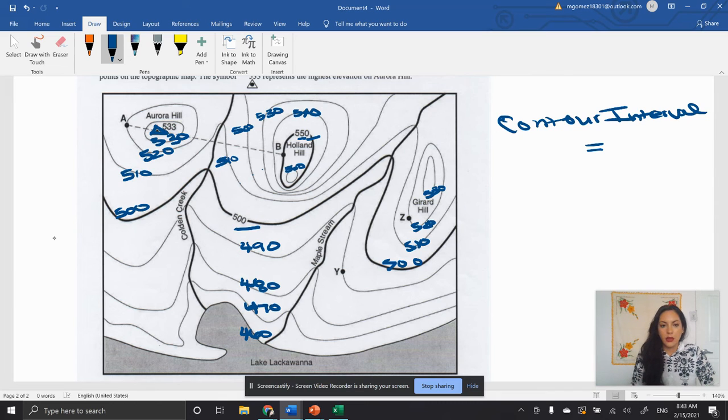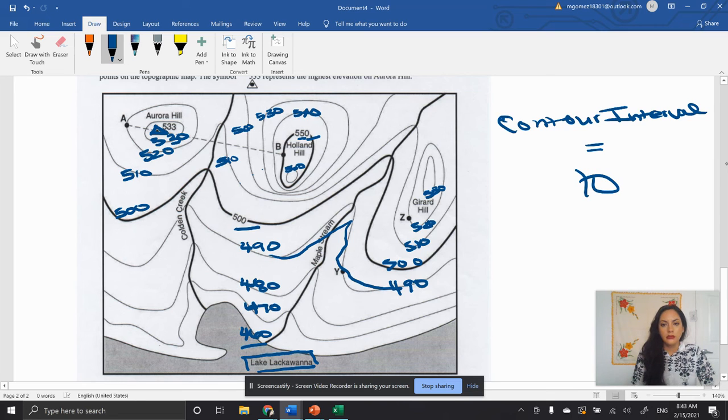And again, that same contour line applies to the other side as well. So right over here, we know that it's also 490. That also tells us that Lake Lackawanna, look at this, is at an elevation of 460. So the contour interval is 10, which you're either going to be adding or subtracting in order to get the elevation, but it always has to be by 10.